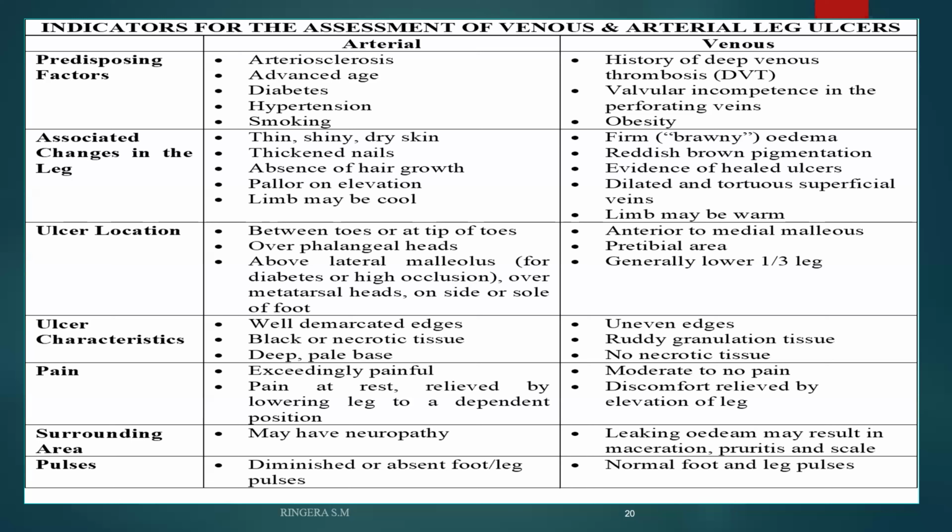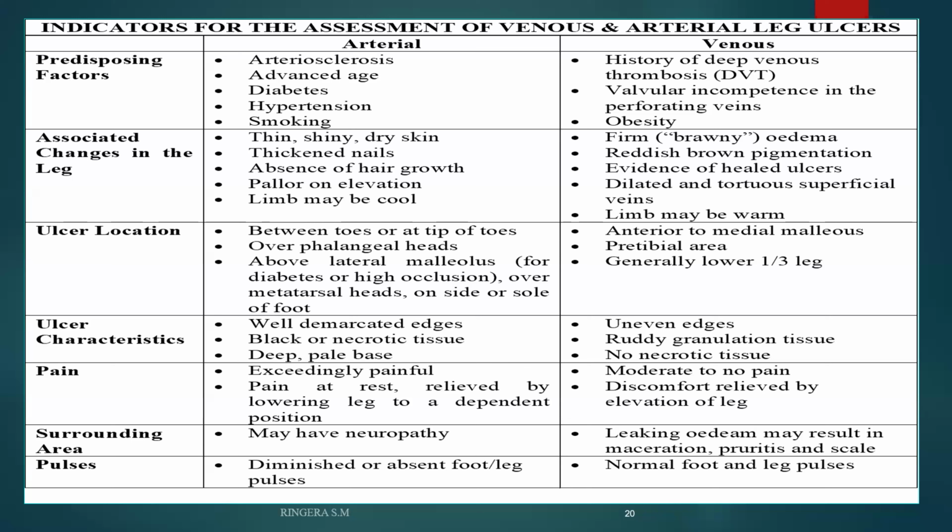The factors that predispose a patient to arterial disease, as we have just discussed, are arteriosclerosis, advanced age, diabetes, hypertension, and smoking. And the factors that predispose a patient to venous disease are a history of deep venous thrombosis, valvular incompetence in the perforating veins, as we have just discussed, and obesity. So this table actually summarizes most of what we have just discussed.